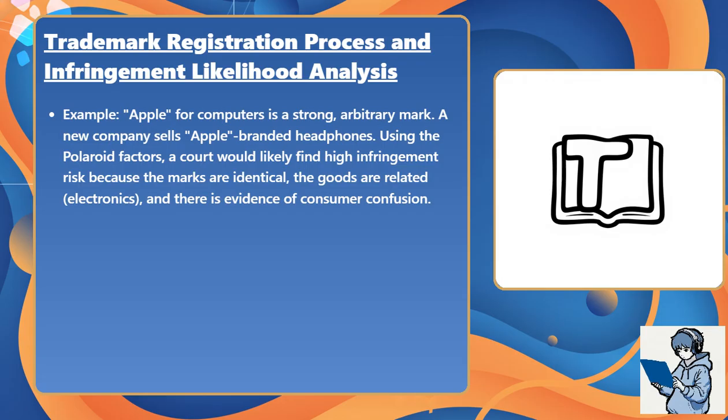Example: Apple for computers is a strong arbitrary mark. A new company sells Apple-branded headphones. Using the Polaroid factors, a court would likely find high infringement risk because the marks are identical, the goods are related electronics, and there is evidence of consumer confusion.